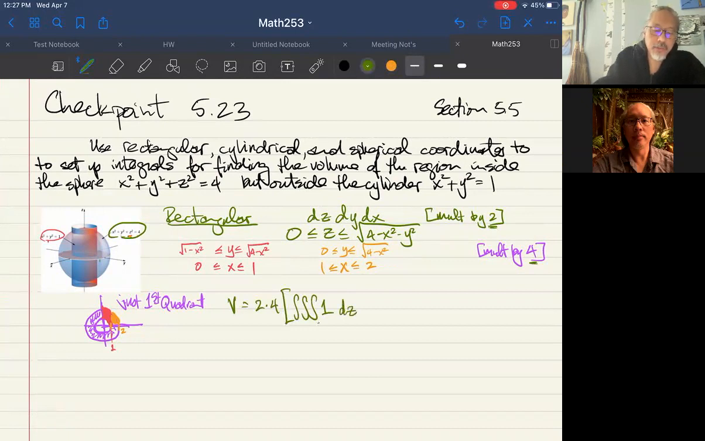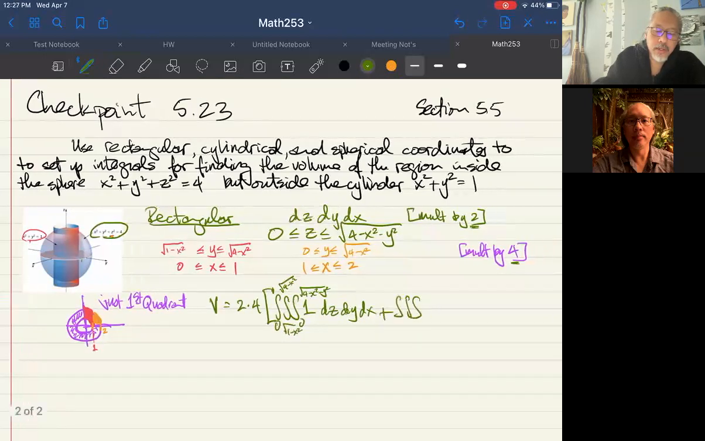So the z goes from 0 to the square root of 4 minus x squared minus y squared, and then dy. Now this is where we have to split it up into 2. So I'll do this first one, and that's y from the square root of 1 minus x squared to the square root of 4 minus x squared. And then dx goes from 0 to 1. So that's the first integral.